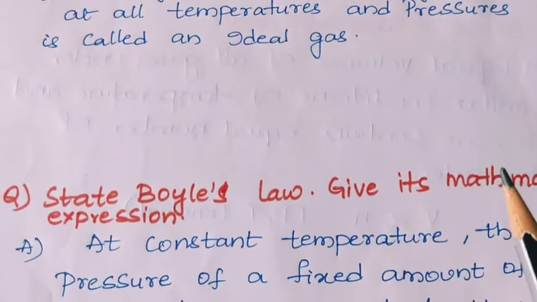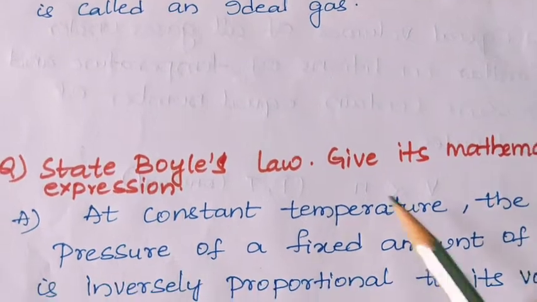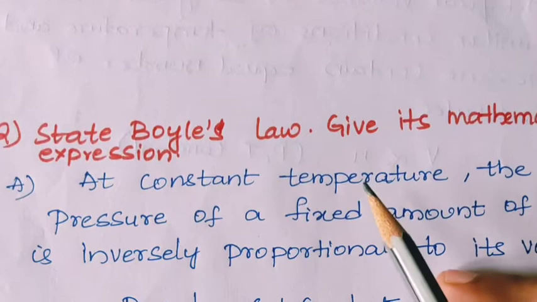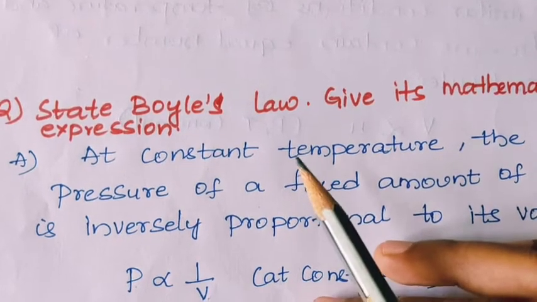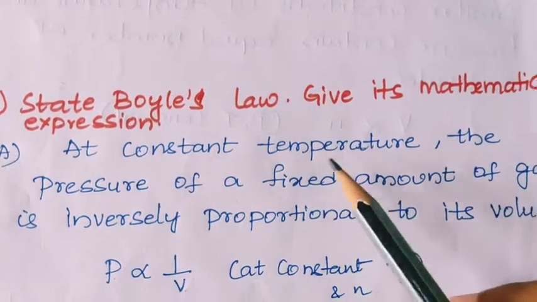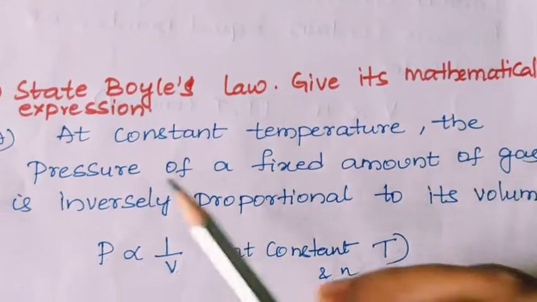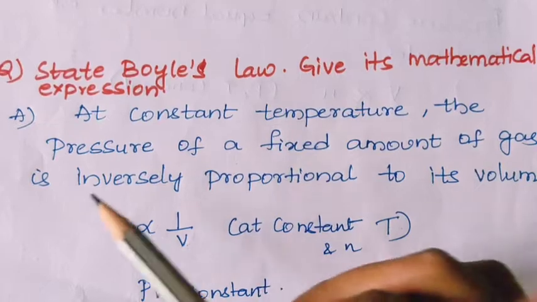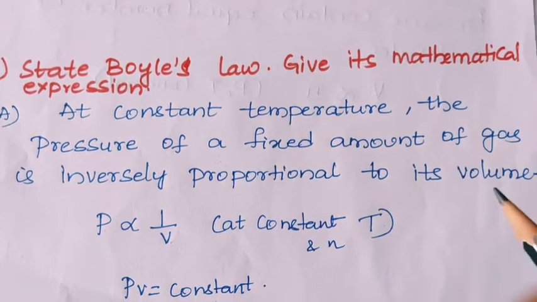Next question, state Boyle's law and give its mathematical expression. So now we'll tell Boyle's law. At constant temperature, the pressure of a fixed amount of gas is inversely proportional to its volume.